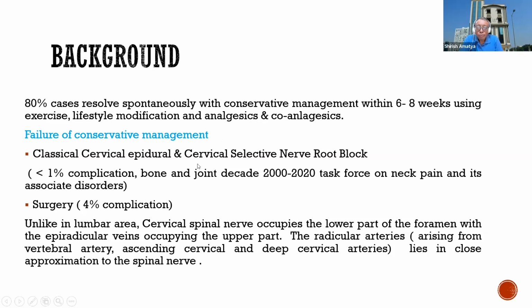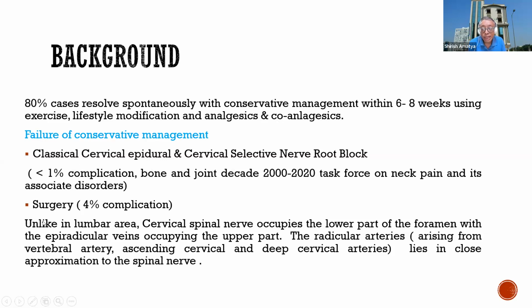We can also go for surgery, but with surgery the complication rate is about 4%, as demonstrated by a study by the Bone and Joint Decade Task Force. They said that the complication rate with cervical surgery is 4%, but with classical cervical epidural and cervical selective nerve block it is about 1%. So in this condition we can go for the selective cervical nerve block, or even cervical epidural steroid injection, to relieve cervical radicular pain.